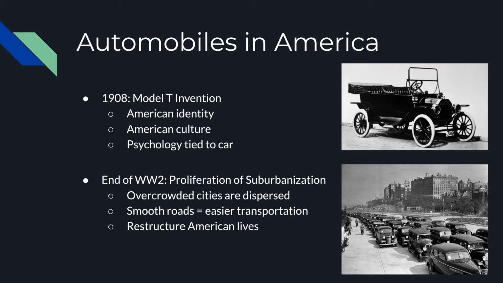Smooth roads across the country permitted easier, more reliable, and faster transportation by car. Overcrowded cities were eventually dispersed through a grand migration to the suburbs, and with both governmental incentives and a restructuring of American livelihoods, the car became an integral component of American life.